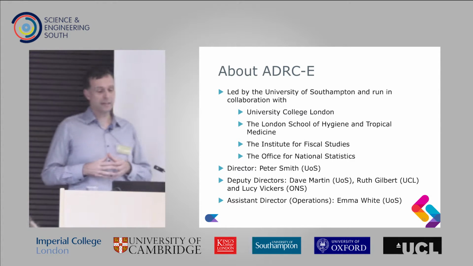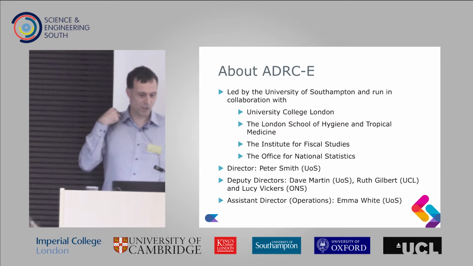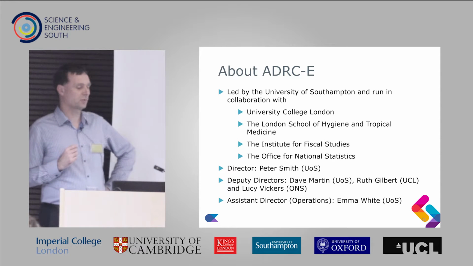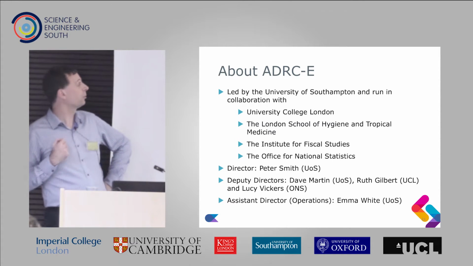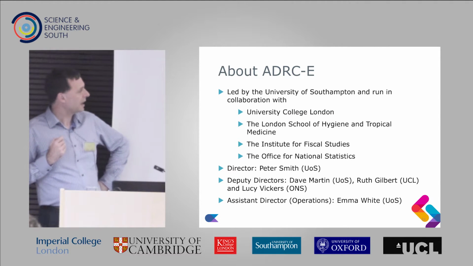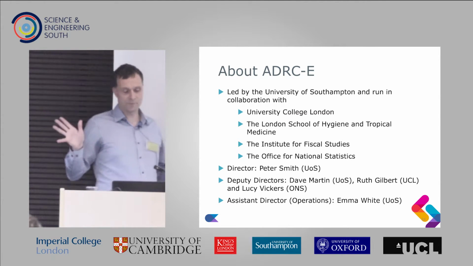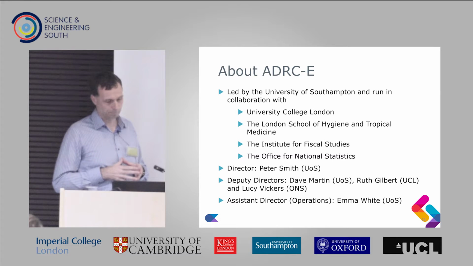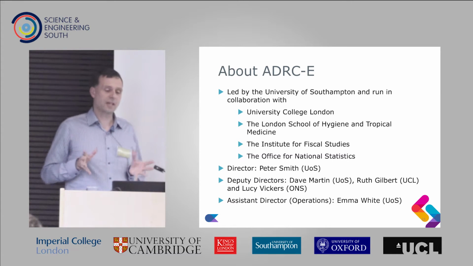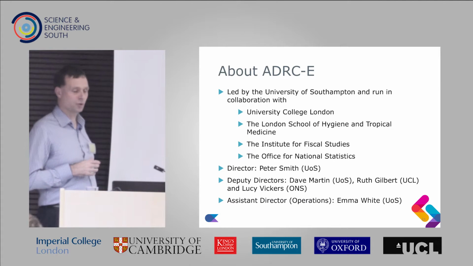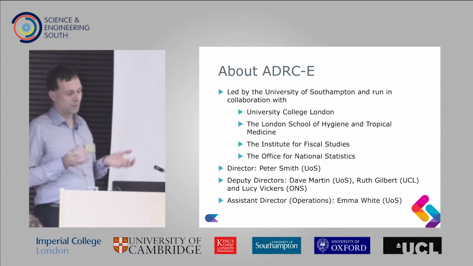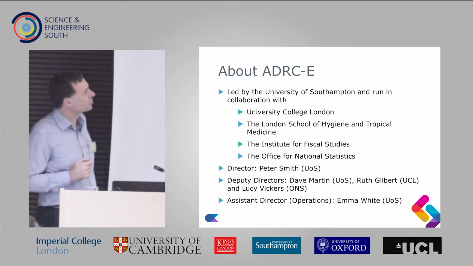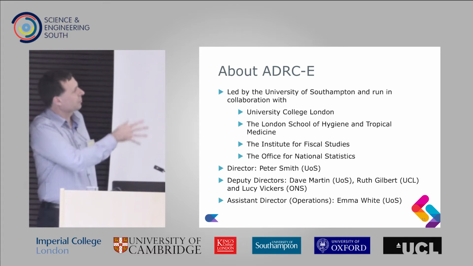So the English Centre, very briefly, is a consortium of the University of Southampton with University College London, the London School of Hygiene and Tropical Medicine, the Institute of Fiscal Studies, and of course the Office for National Statistics. I'm the director, and we have some deputy directors, including representation from ONS. It was set up to provide various expertise. Southampton has the expertise in official statistics and social statistics. Clearly, the Institute of Fiscal Studies has expertise in that area, and in epidemiology, in particular, London School of Hygiene, Tropical Medicine, and UCL.